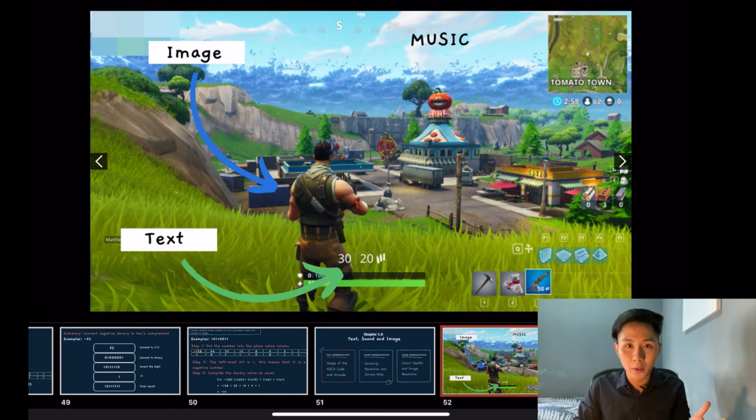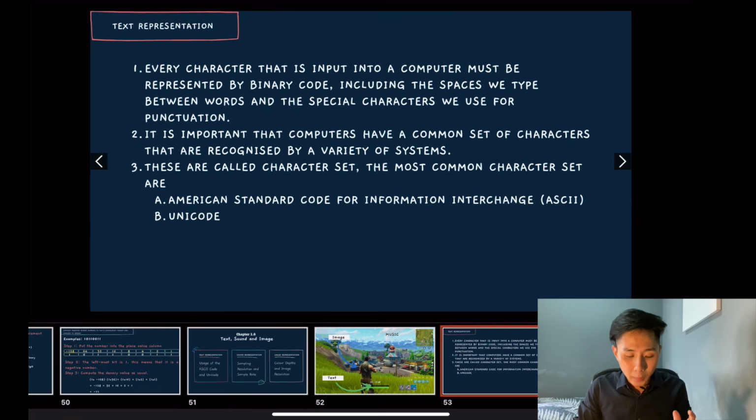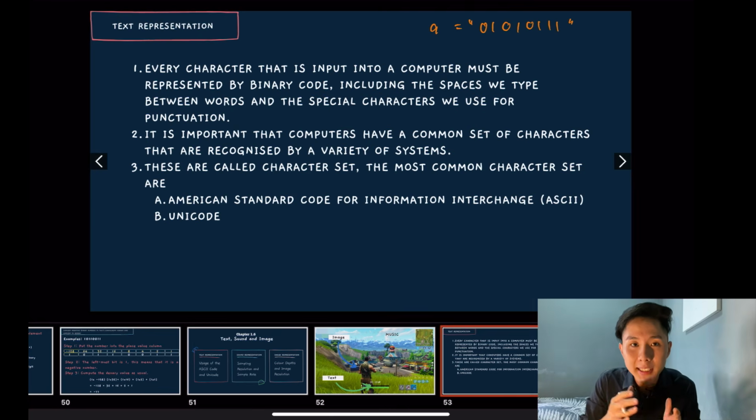Let's say in a game called Fortnite, we have images, text, and music. So let's start out with text. Here they say that every character that is input into a computer must be represented by binary code, which means every character that you are seeing now on YouTube, on your Google Word, such as A, B, C, D, is represented by some mysterious binary code, even including the space and punctuation that we type in.